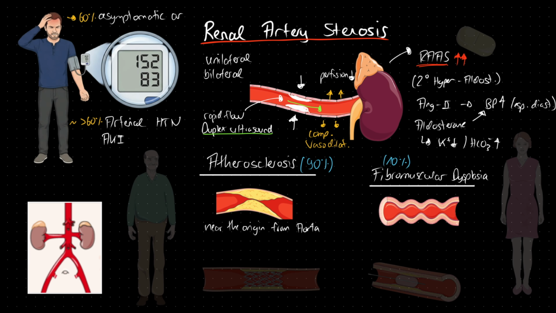The stenosis itself can be visualized best on CT or MR angiography. On CT, atherosclerotic stenosis appears heavily calcified, so white.